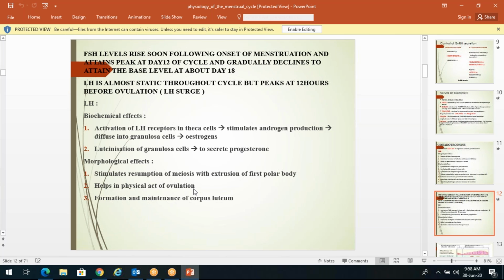And it helps in the physical act of ovulation, and it helps in the formation and maintenance of the corpus luteum. These are the effects of the LH.